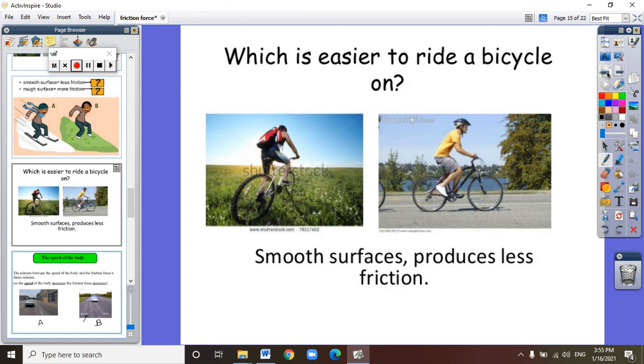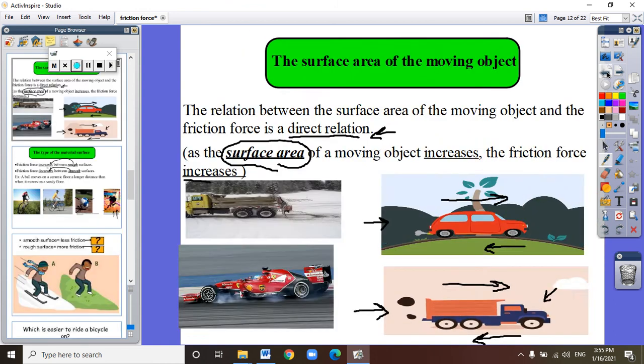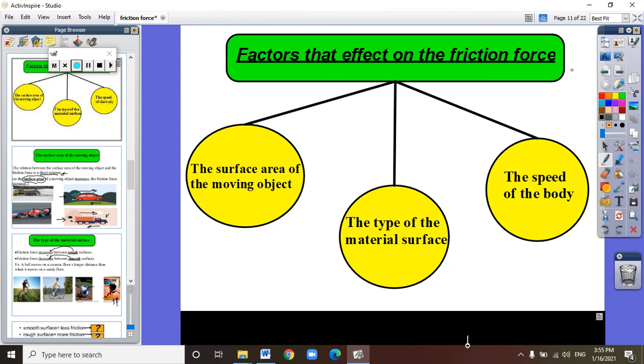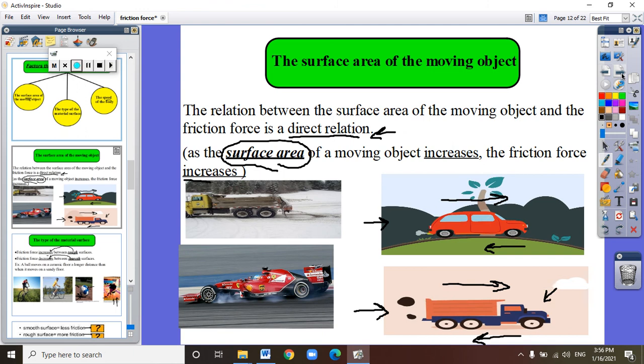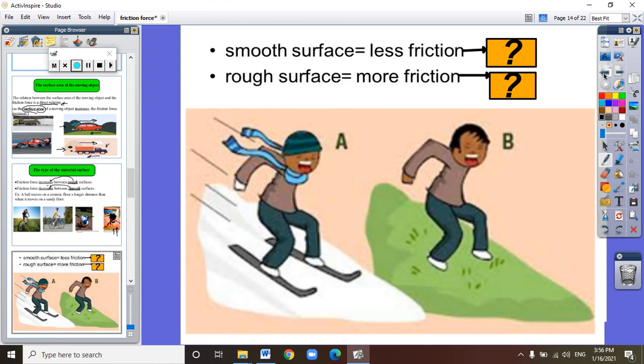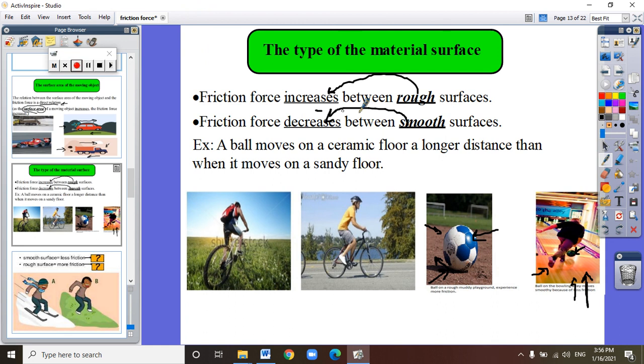Okay? So today we take the factors that affect the friction force, which are the surface area, the speed of the body, and the type of the material surface. Between the surface area and the speed of the body and the friction force, there is a direct relation. Why? Because when the surface area increases, friction force is increased. And when the speed of the body increases, the friction force is increasing. Okay, don't forget. And also, we take the type of the material surface and we said that the friction force is increasing on rough surfaces and decreasing on smooth surfaces.